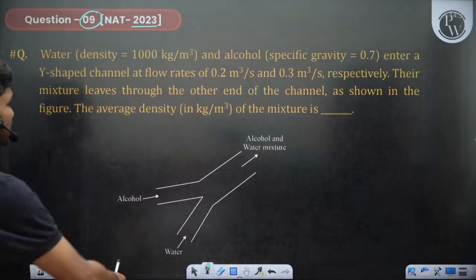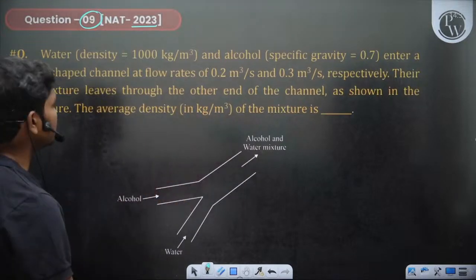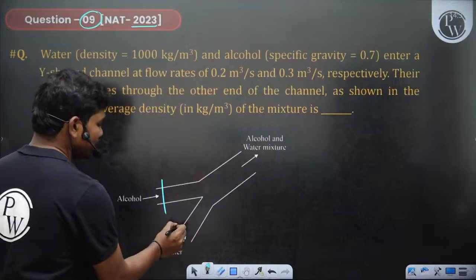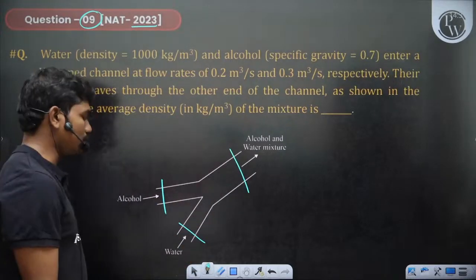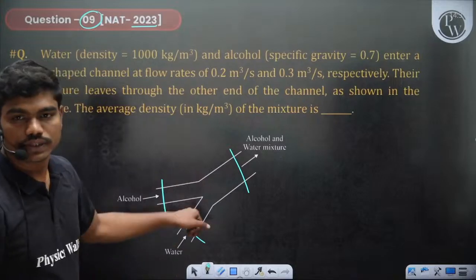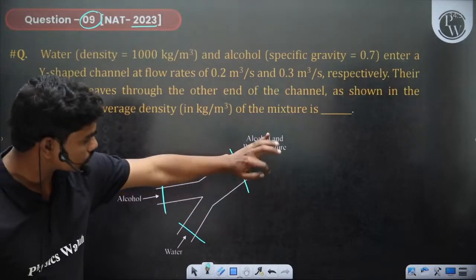Their mixture leaves to the other end of the channel as shown in the figure. The average density of the mixture. So you know whatever is the mass flowing, and here they are mixing. Alcohol and water they mix, no? Yes, they mix of course. So what should be the exit density?